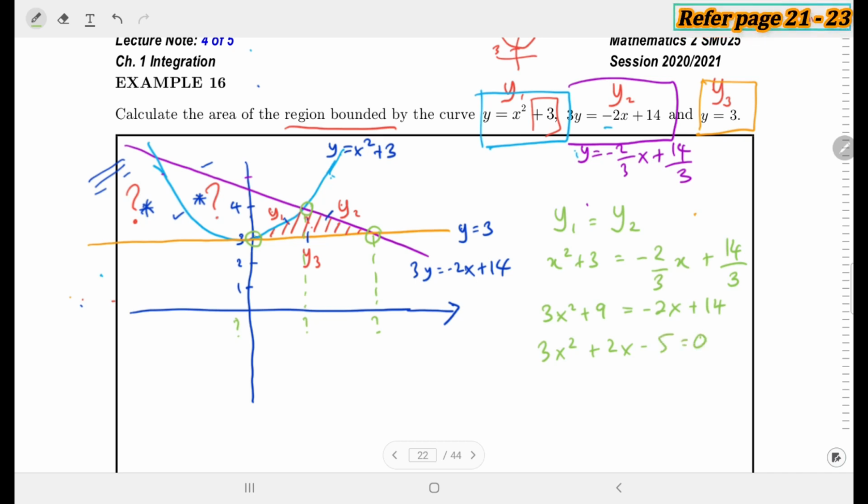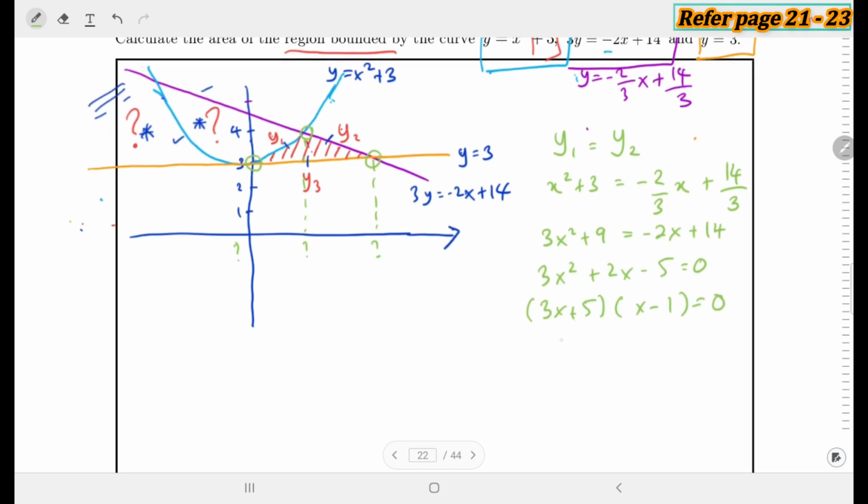And then this quadratic can be factorized. Yes, it can be factorized into (3x plus 5)(x minus 1) equals 0. So from here we know that x equals negative 5 over 3, and also x equals 1. Negative 5 over 3 is actually somewhere here, but we won't use this point as the region is not here. So we take the other point, which is here. Here is 0, so here is 1.